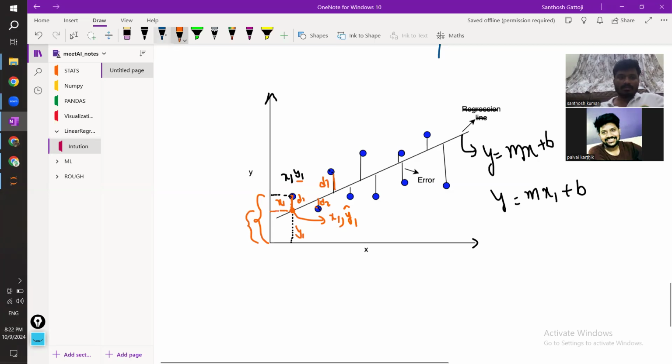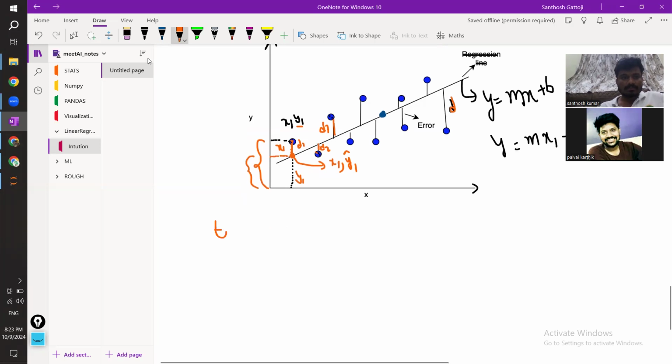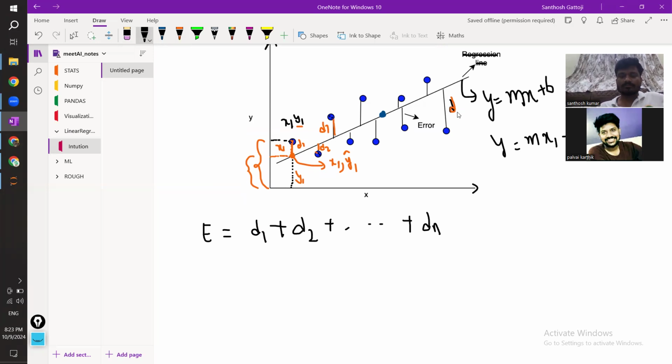For example, if some point falls exactly on the line, what will be the error? Zero, because x1, y1 is on the line and y1 hat is also on the line. For the other points there will be some error, some d. So now if you start writing the equation, the overall error is nothing but d1 plus d2, and so on up to dn. All these distances together are the error.